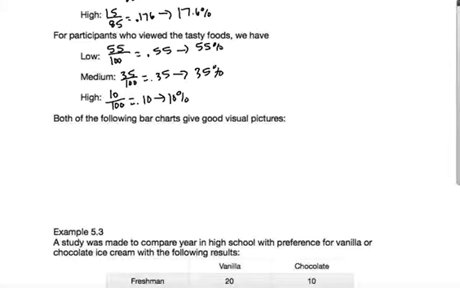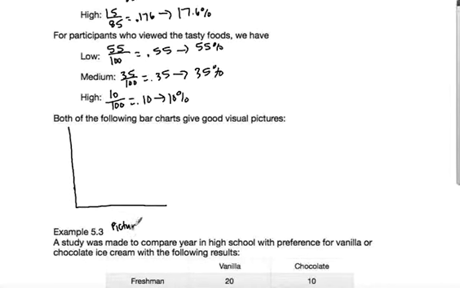Okay, so now we're going to put it all together, and we're going to do bar charts that have groups for each of the types, and then we're going to do a segmented bar chart or bar graph that has all of the groups on it as well. All right, so we're going to start with making sure we label our x-axis.